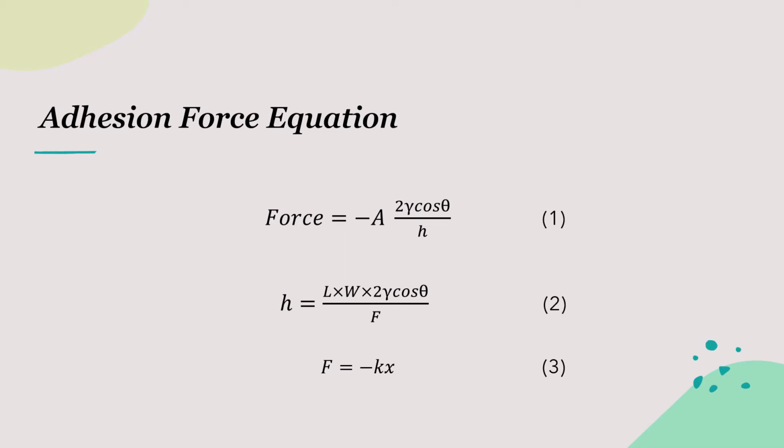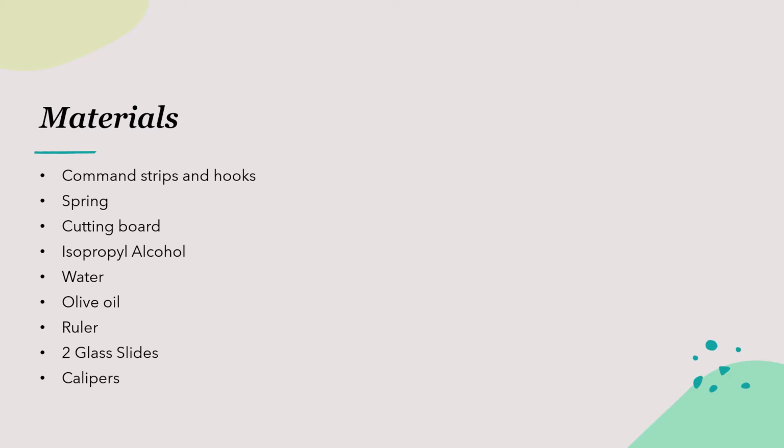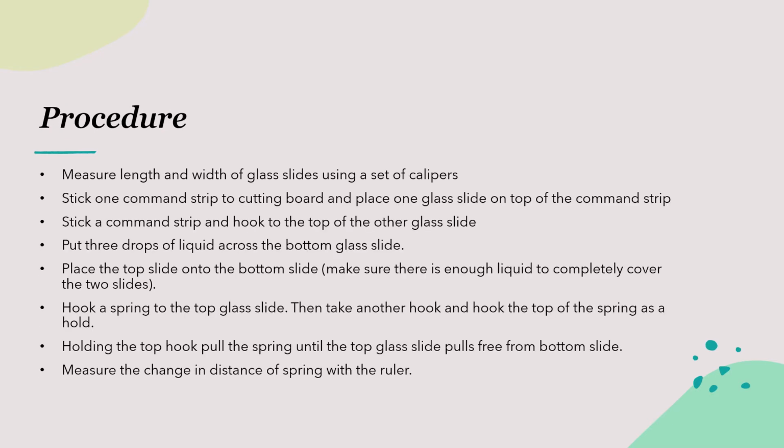The materials needed for the experiment are the following: command strips and hooks, a spring, a cutting board, isopropyl alcohol, water, olive oil, ruler, 2 glass slides, and calipers. The procedure for this experiment goes as follows.